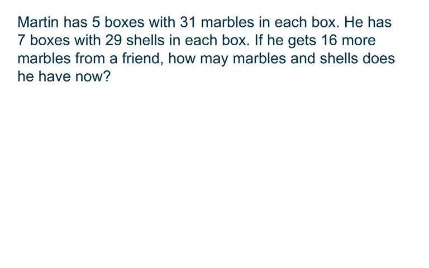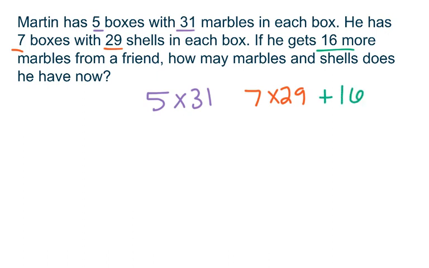5 boxes with 31 marbles in each box means I'm going to be multiplying 5 times 31. He also has 7 boxes with 29 shells in each box, which means I'm going to be multiplying 7 times 29. And if he's getting 16 more from a friend, I'm going to add 16. And because I want to know how many marbles and shells he has, I'm going to add my marbles and my shells. So my first step now is to write my order of operations, PEMDAS, down, and then solve in the order that's necessary.